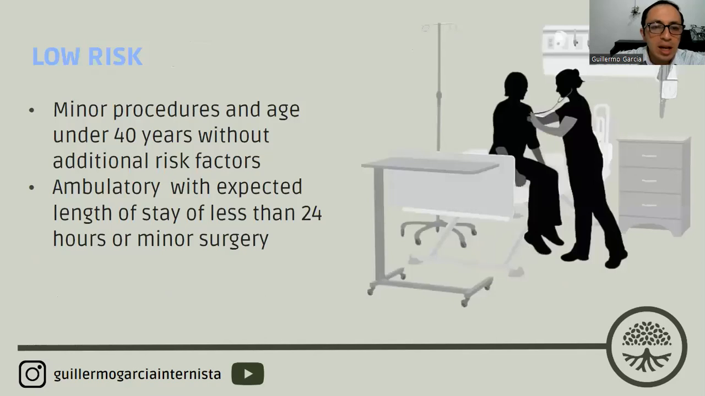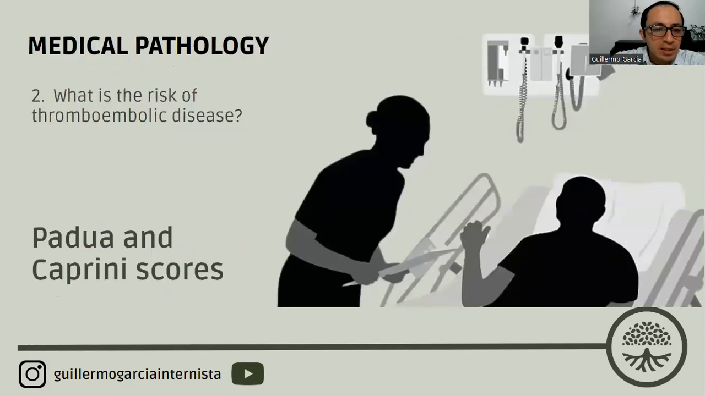The patients in a low-risk surgical setting are defined with minor procedures and age under 40 years without additional risk factors, and ambulatory with expected length of stay of less than 24 hours or minor surgery. In patients with medical pathology, what is the risk of thromboembolic disease? To establish the risk, the Padua and Caprini scores are used.